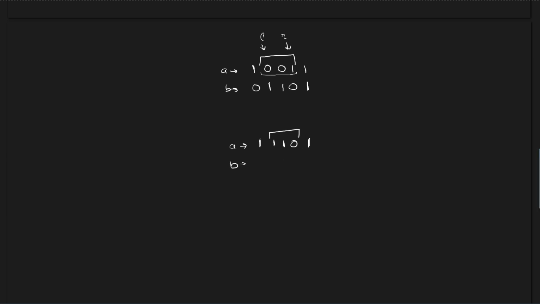And for B, I have to invert all the bits that are not present in that region. So in this case, it would be like this. This would be 0, right? So this would be the result of choosing L and R in this way, such that all the bits lying in the region in A would get inverted and all the bits lying outside the region in B would get inverted, right? So this is how we define a single operation.